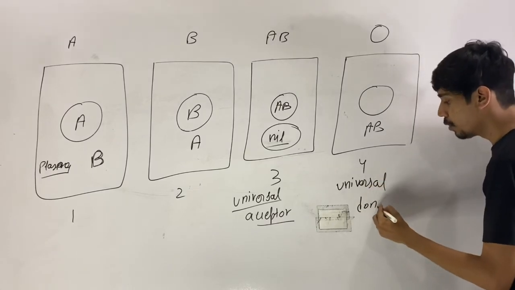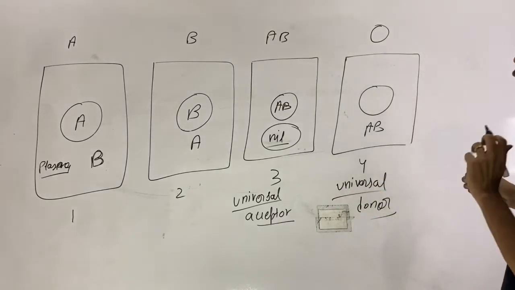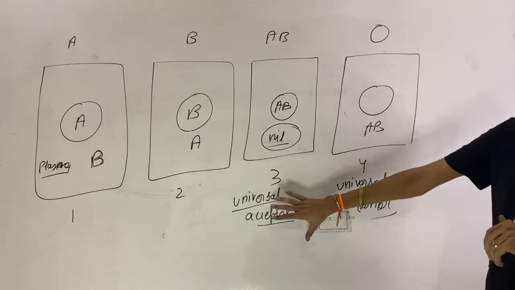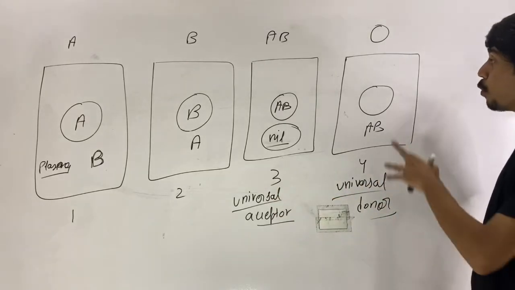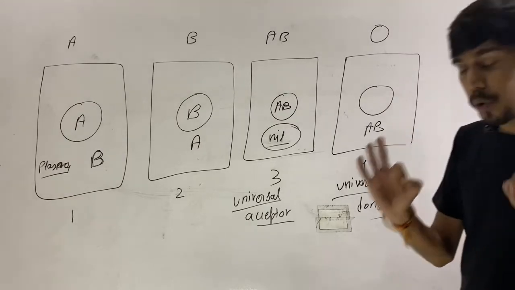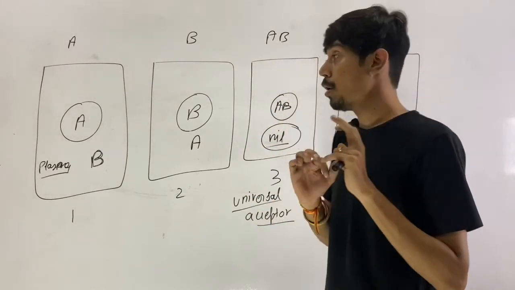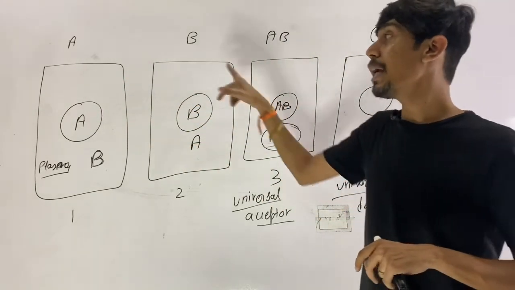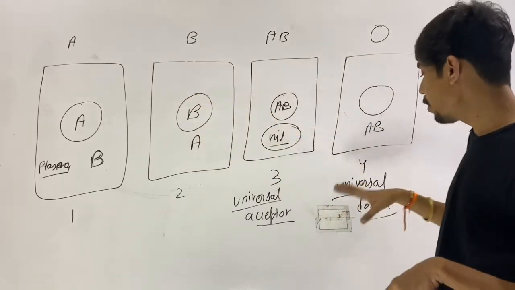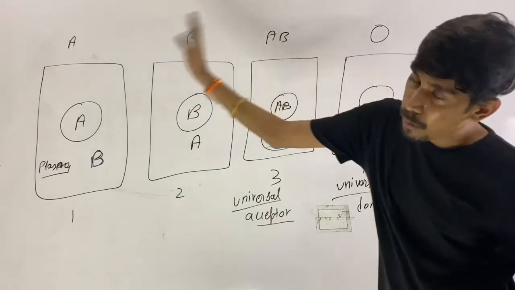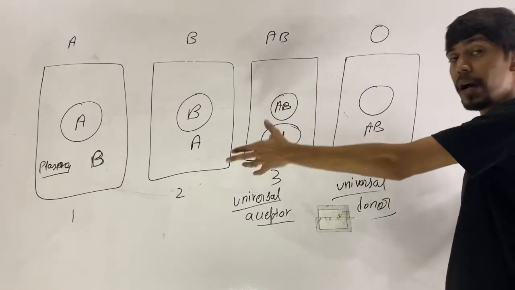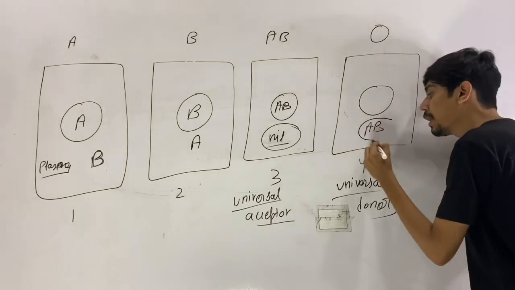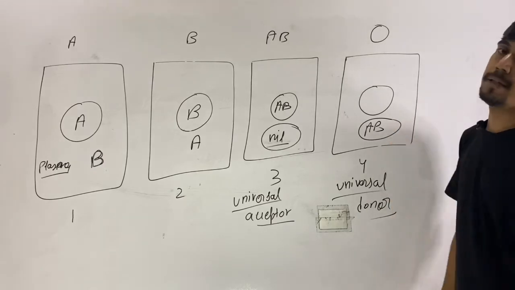I hope this has been made very easy for all of you, and you can understand how AB becomes universal acceptor and O becomes universal donor. So O can receive blood from only and only O. Why? Because A can receive blood from A and from the universal donor. B can receive blood from B and the universal donor. AB can receive blood from anyone. O can give blood to anyone, but it can receive blood from only and only O, because it has both the antibodies. Got my point?